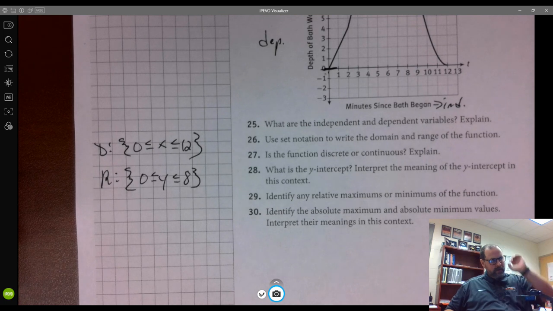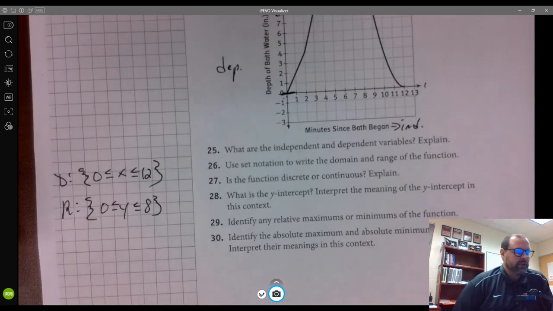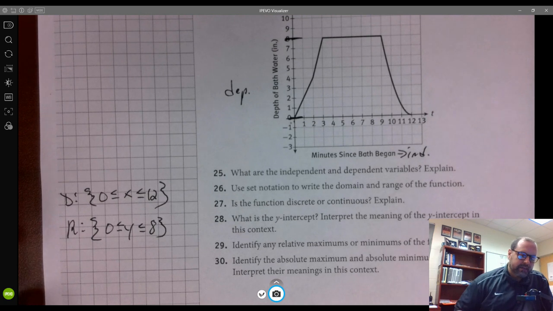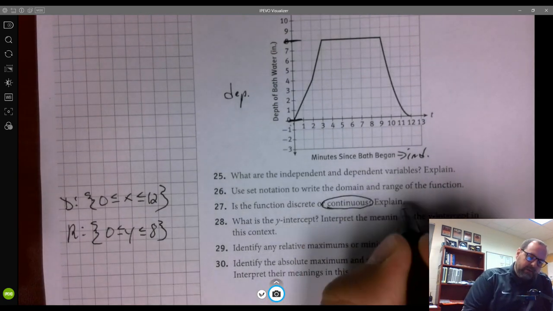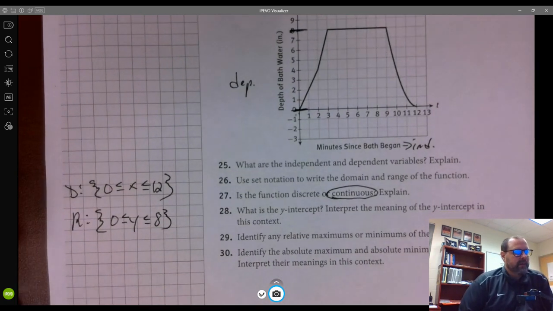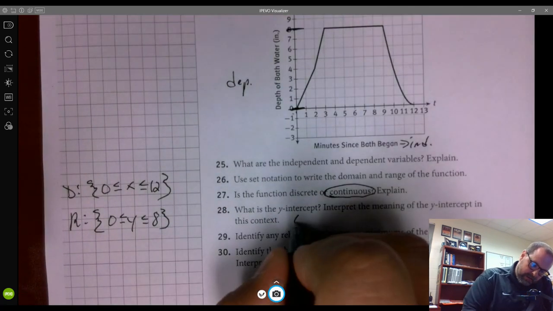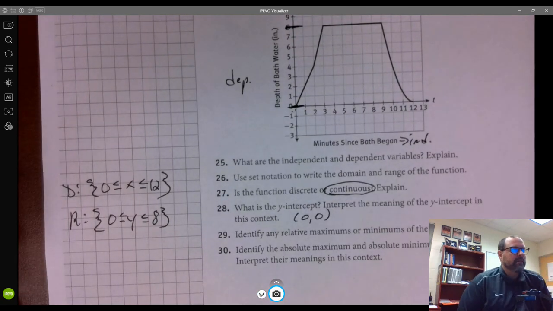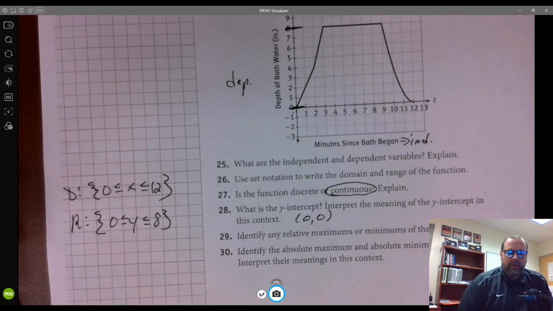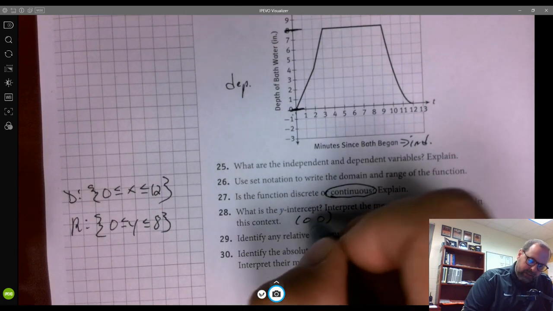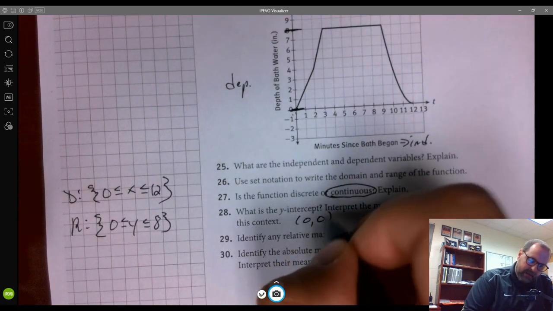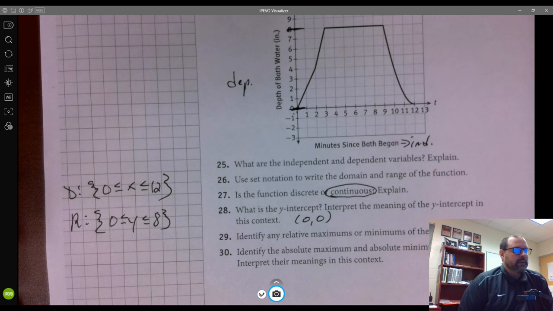Okay? All right. Going to the next, discrete or continuous. Well, is it disjointed or connected? It's connected. So that's continuous. How do you know? It's connected. What's the y-intercept? Well, where does it cross the y-axis? Right there. So it's 0, 0. What's it mean? It means the bath didn't begin, so there's no water in the bath. How do I know? Well, 0 is x. 0 minutes since it began. 0 is the water, or y is the water, which is 0. So how much is it in depth? 0. It basically didn't start.